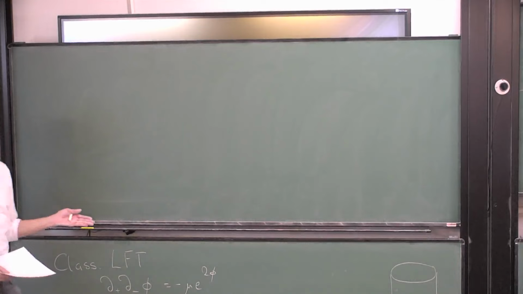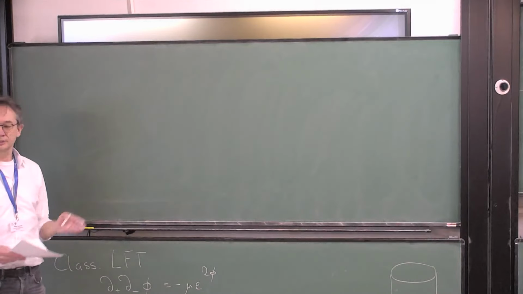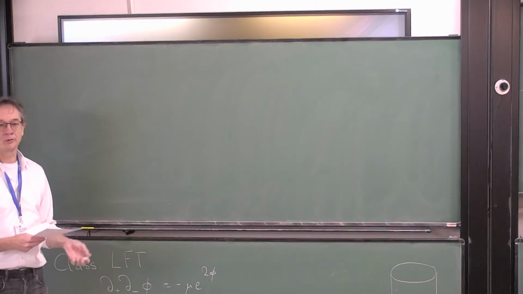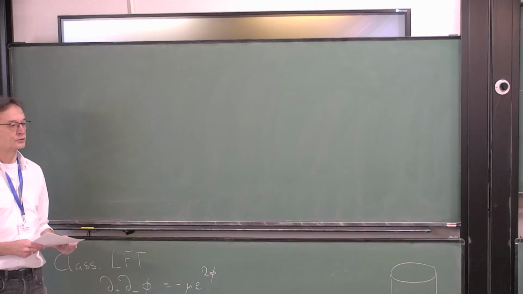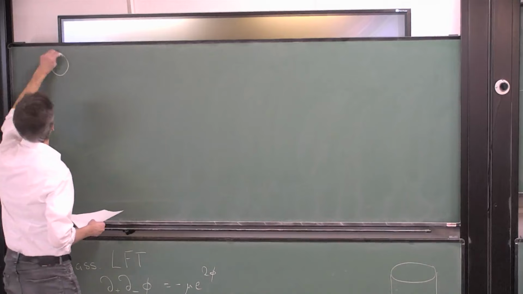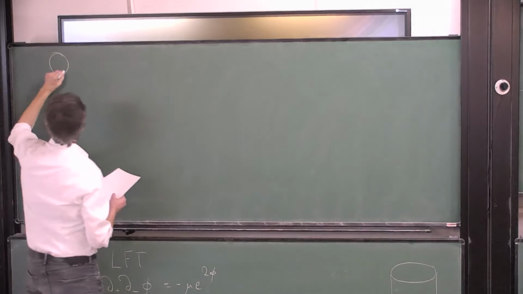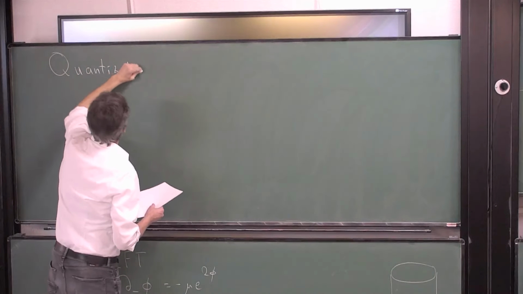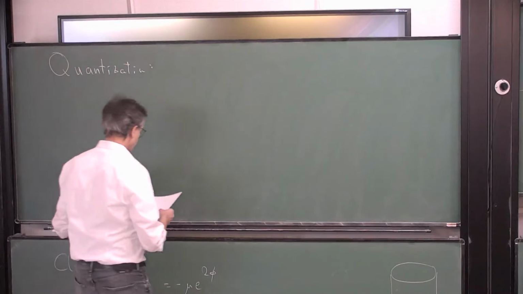Okay, so that's the classical story, and now I want to take this as basically the starting point for a reconstruction program of the quantum theory. But maybe quickly a pause for questions so far. So how do we go about it, and what are some key ideas?